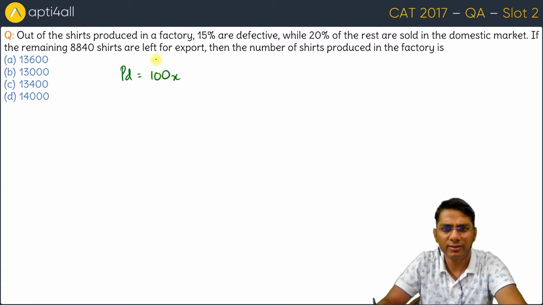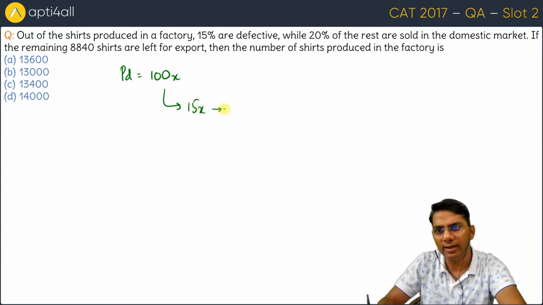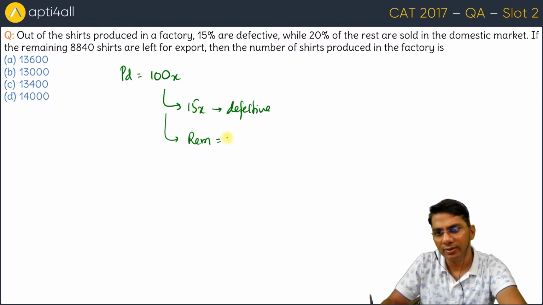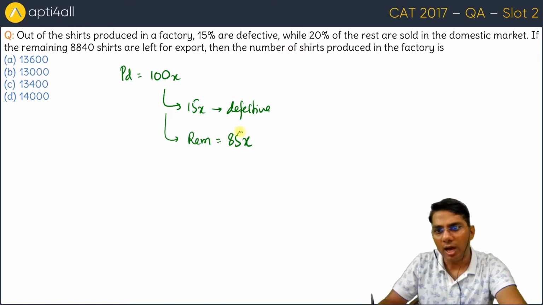I'm taking 100 so that it's easier to do calculations. Now out of this 100x, 15%, that means 15x are defective. Right? So if 15x are defective, how many are remaining? 100x minus 15x. So we have 85x remaining. Right? Now out of this remaining 85x, 20% are sold in the domestic market.